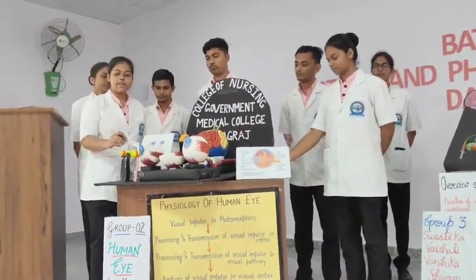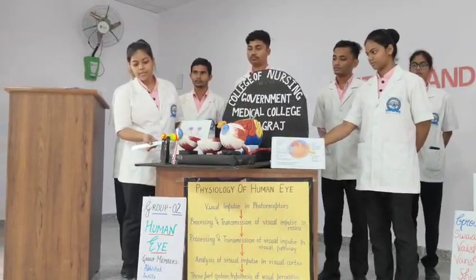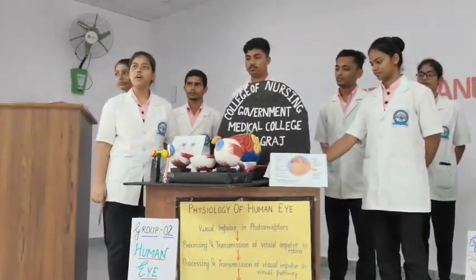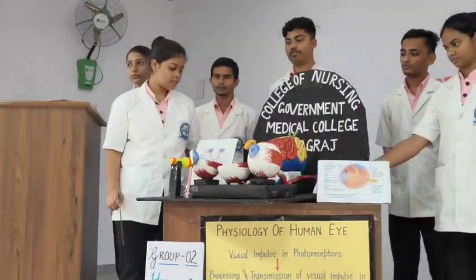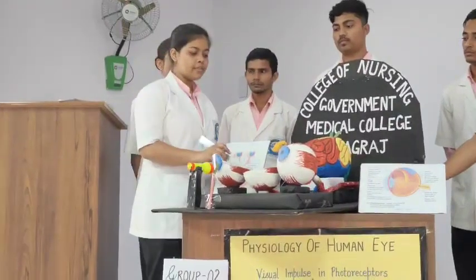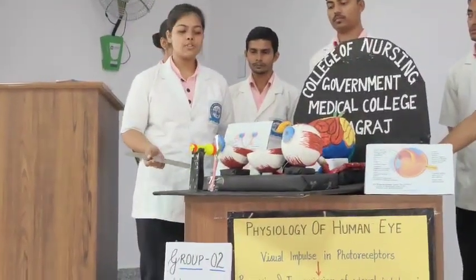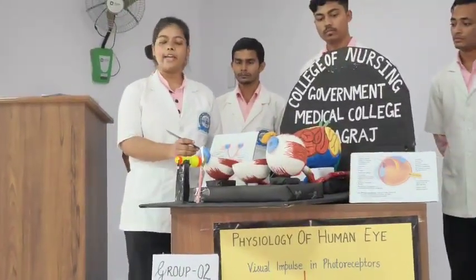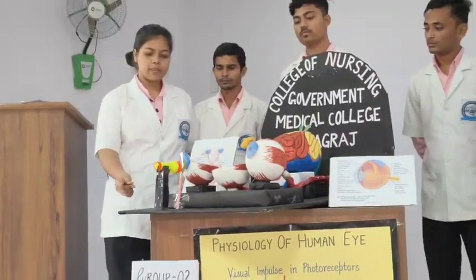Then there is the conjunctiva, which is responsible for the production of tears and mucus. Then there is the optic nerve which is responsible for carrying nerve impulses from the eye to the brain. Thank you.